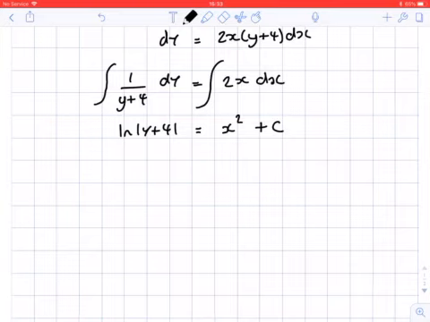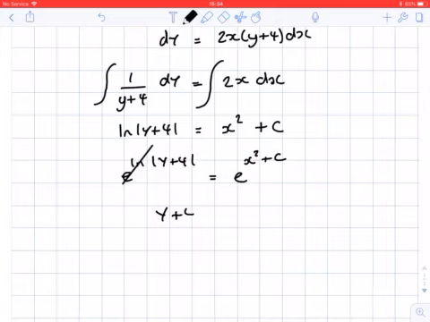Now, what I need to do now is get rid of that natural log. Now, you should know from Unit 3 and Unit 1 that the inverse operation of natural log is exponential. So if I raise both sides of this equation to the power e, I should then be able to cross those two functions out, the exponential and natural log. That's going to leave me with y plus 4 is equal to e to the x squared plus c.